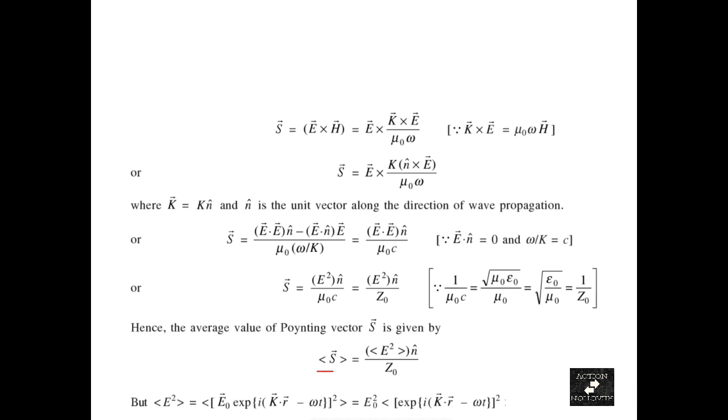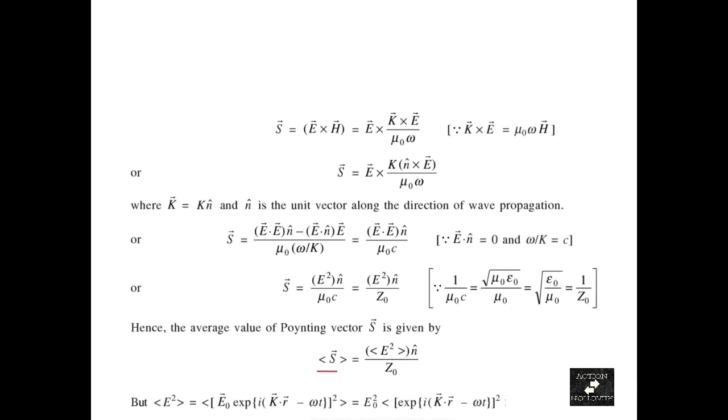The average is the average of this term, E square times n cap. If you break E square down to E naught exponential i(k dot r minus omega t), squared, we take the average value of the real part of this. That needs some mathematical working out, which must have been done in your vector calculus class earlier in the math section. So the average value of this expression, taking the real part, comes out to be E naught square over 2.